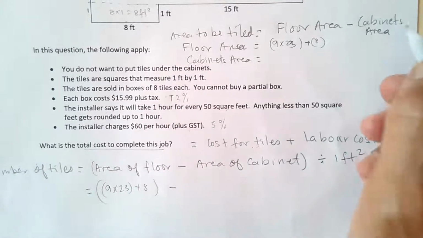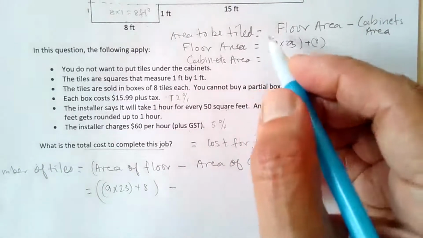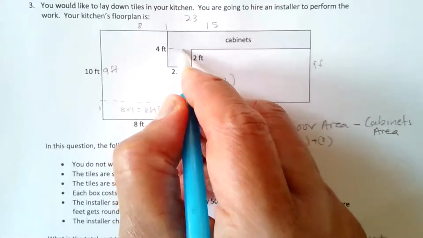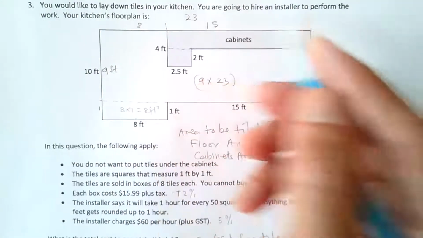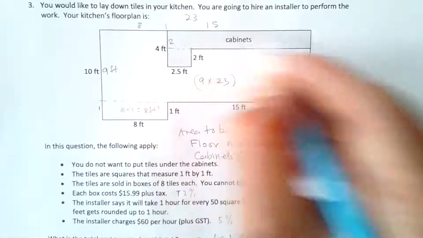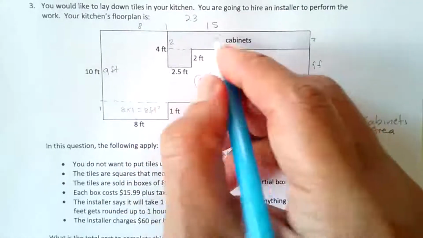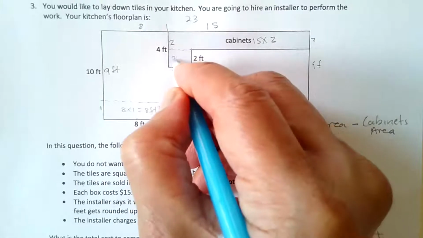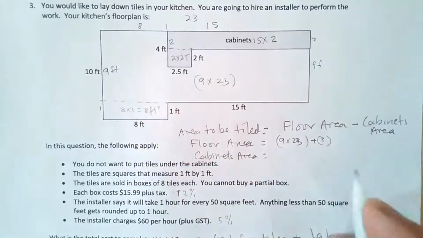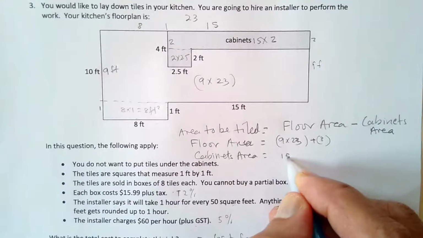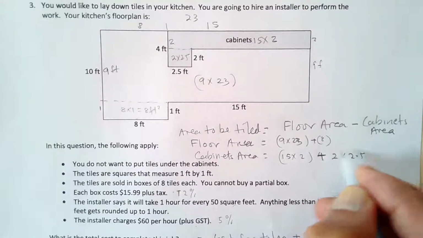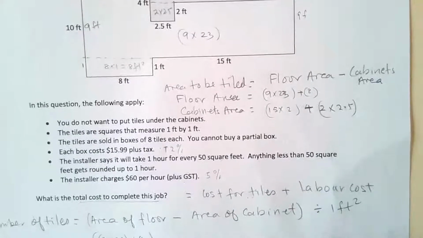The area of the cabinet will be these two sections here. This will be 15 times 2, and this section here is 2 times 2.5. So we have 15 times 2 plus 2 times 2.5. I'll record that here.